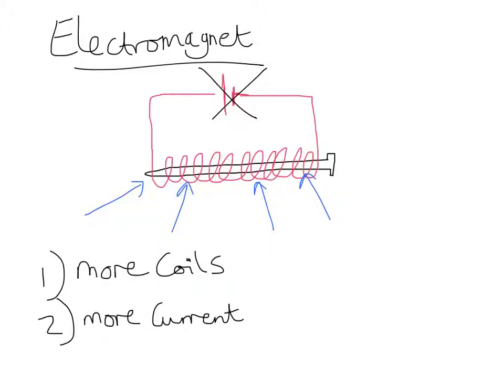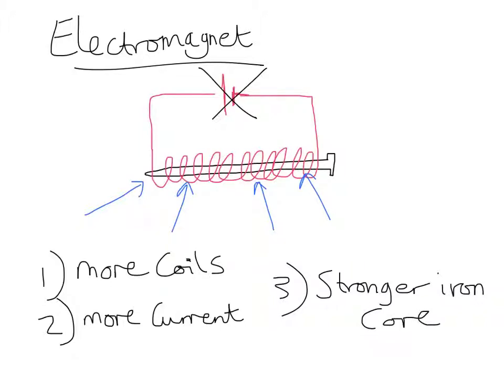And the third and final way to improve an electromagnet is to have a stronger iron core. Now, a stronger iron core essentially means a stronger middle piece of iron, a bigger iron core, a bigger sort of chunk of iron, if you like, that we're wrapping the coil around. A bigger wadge of metal, if you like, will increase the strength of the electromagnet.